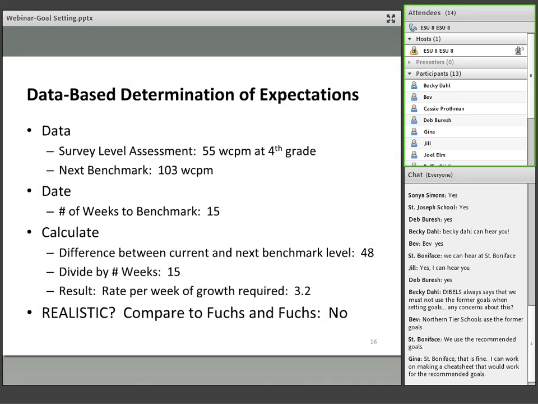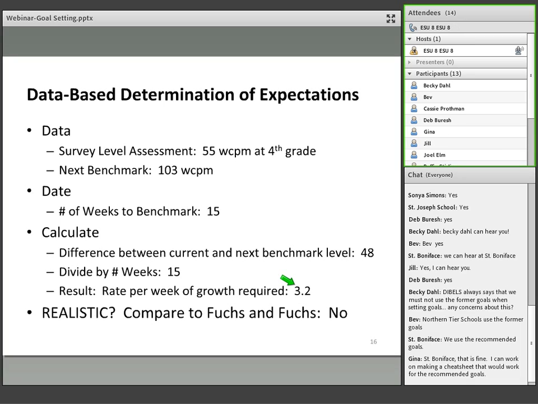If we were going to do the math part of it, we would subtract from 103, which is our next benchmark. We would take 103, take away 55, and that's where we get 48. That's how many words total there are. Then we have to figure out how much it is per week, so we would divide 48 by 15. And then you get 3.2 words per week growth that the student would need to make.